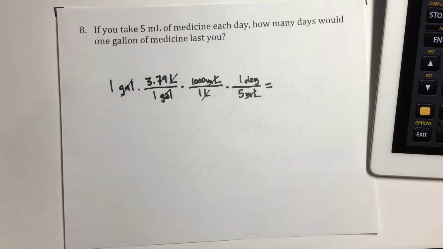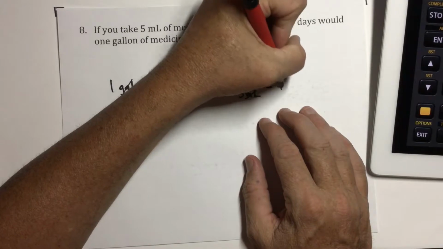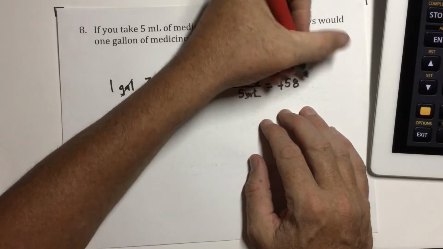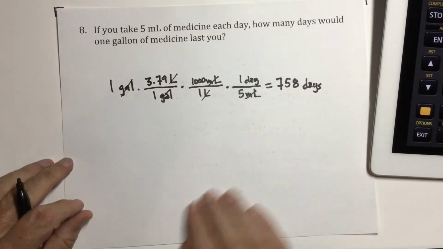3.79 times 1,000 divided by 5 is 758 days.